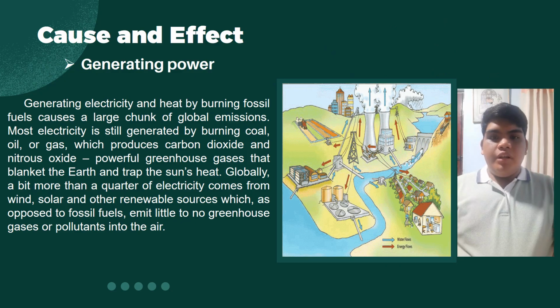Generating power. Generating electricity and heat by burning fossil fuels causes a large chunk of global emissions. Most electricity is still generated by burning coal, oil, or gas, which produces carbon dioxide and nitrous oxide, powerful greenhouse gases that blanket the Earth and trap the sun's heat. Globally, a bit more than a quarter of electricity comes from wind, solar, and other renewable sources, which, as opposed to fossil fuels, emit little to no greenhouse gases or pollutants in the air.